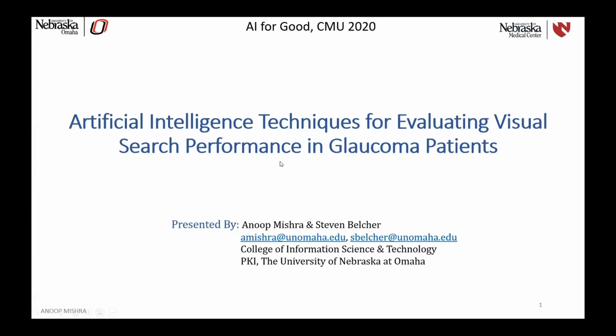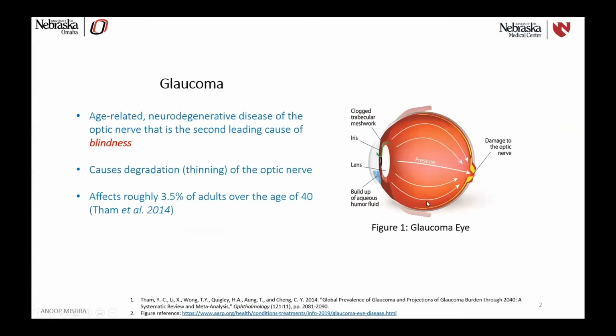So, we'll start with glaucoma. For those of you unfamiliar, it is an age-related neurodegenerative disease of the optic nerve, and it's the second leading cause of blindness. It causes a degradation or thinning of the optic nerve. It can be very painful, and it affects roughly 3.5% of adults over the age of 40. So while that's a low percentage, that ends up being a lot of people, obviously.